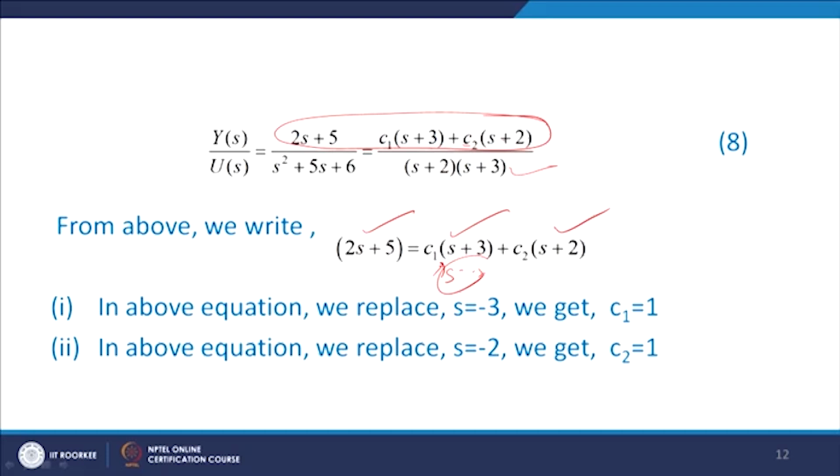That means if you replace s equals minus 3 here, this term becomes 0. So what is c2? We replace s equals minus 3, and we will get c2 equals 1. Then in the above equation we replace s equals minus 2, so this c2 term becomes equal to 0.